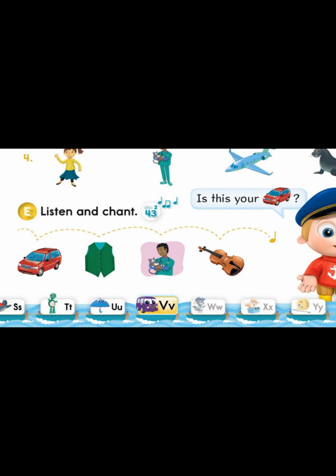Van. Vest. Vet. Violin. Van. Vest. Vet. Violin. Is this your van? Is this your vest? Is this your vet? Is this your violin?